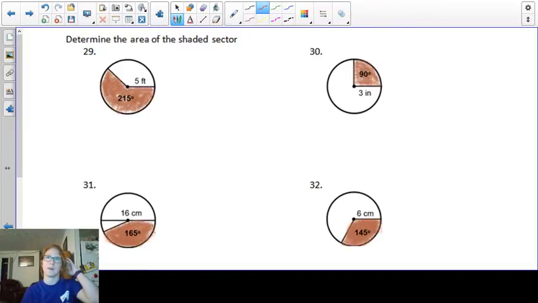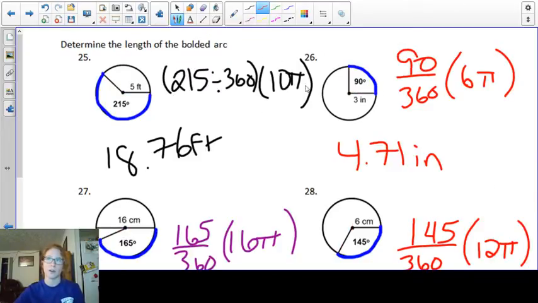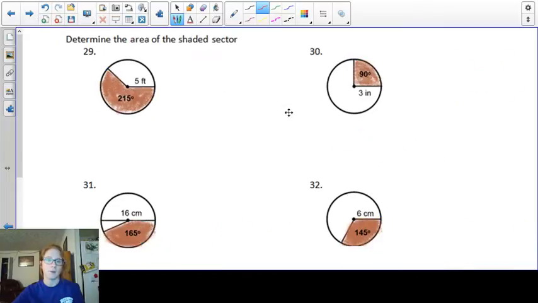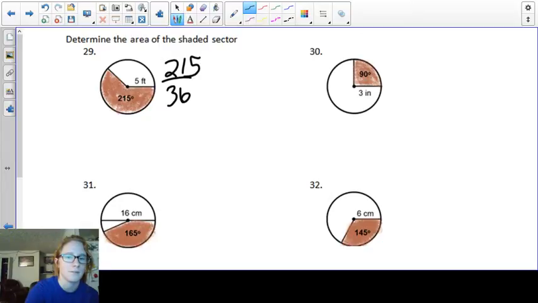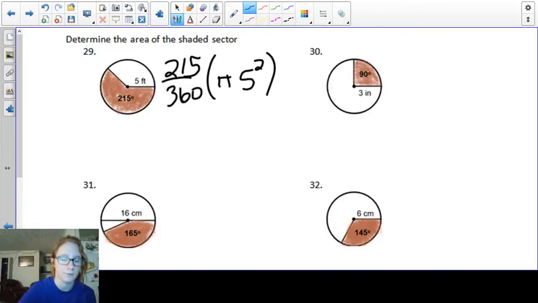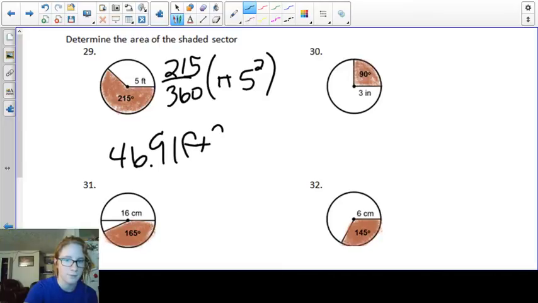And that last one, the area of the shaded region. So this is very similar to the last section. In the last section, we used in the second part our circumference formula. In the second part in this one, we're going to use our area because we're finding the area of a piece. So in this first one, I have 215 out of 360. That's going to be multiplied by pi r squared. So pi 5 squared. Which gives me 46.91 feet squared.